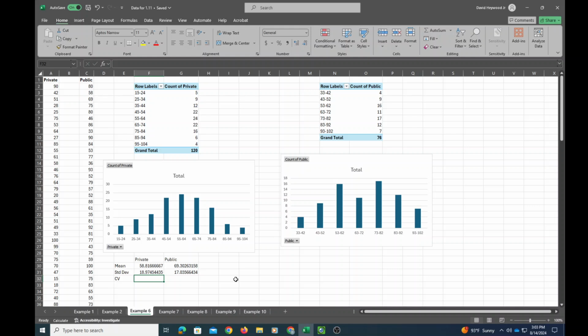We'll see. But to get the CV, we're going to say equals, and I want to take the standard deviation and divide it by the mean. And I'm going to do this for both groups. Equals standard deviation divided by mean. Okay, so private schools do in fact have more spread. There's more variability in the admission rates of private schools.